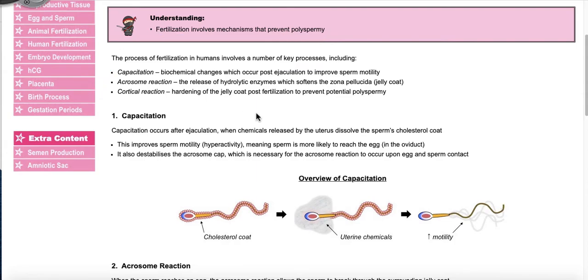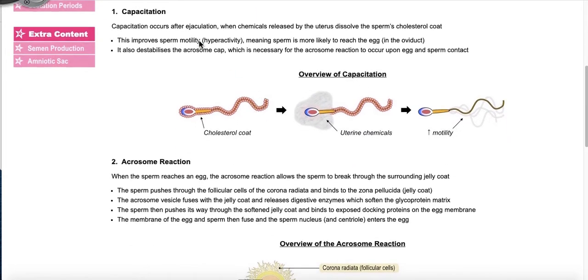So let's look at capacitation. Capacitation occurs after ejaculation. That's when the male deposits its sperm inside the female. And you see that chemicals released within the uterus of the female are going to dissolve the sperm's cholesterol coat. So this is what the sperm looks like before capacitation, and this is what the uterine chemicals do to the sperm. And when that cholesterol dissolves, that means that the sperm has higher motility and can therefore reach the egg.